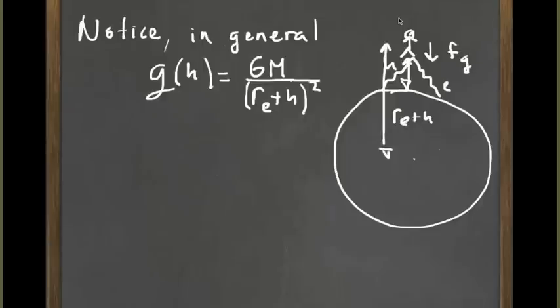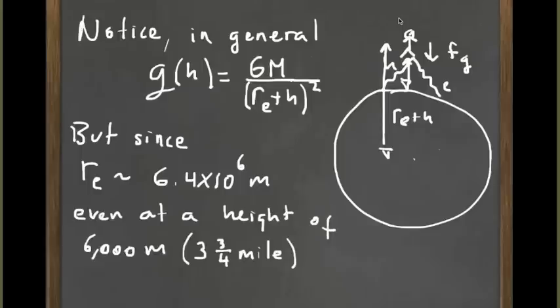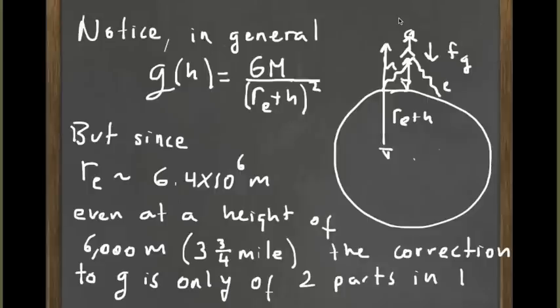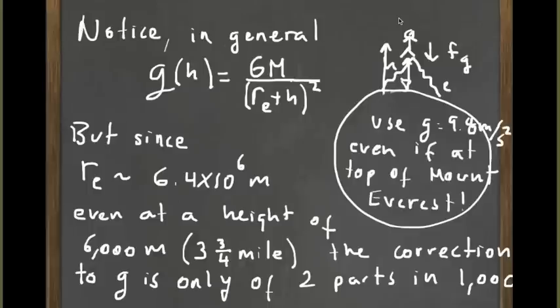But now let's see how different that would be from the acceleration on the surface of the Earth. If you replace the value of the radius of the Earth, which is 6.4 times 10 to the 6 meters, then you see that even at a height of 6,000 meters, which is 3 3/4 of a mile high, the correction to the acceleration of gravity at that height would only be 2 parts in 1,000. So this tells you that even if you are standing at the top of Mount Everest, g equals 9.8 meters per second squared is a very good approximation.